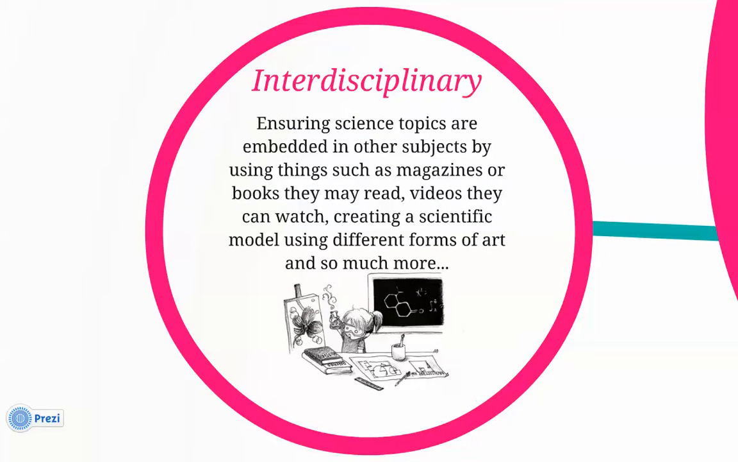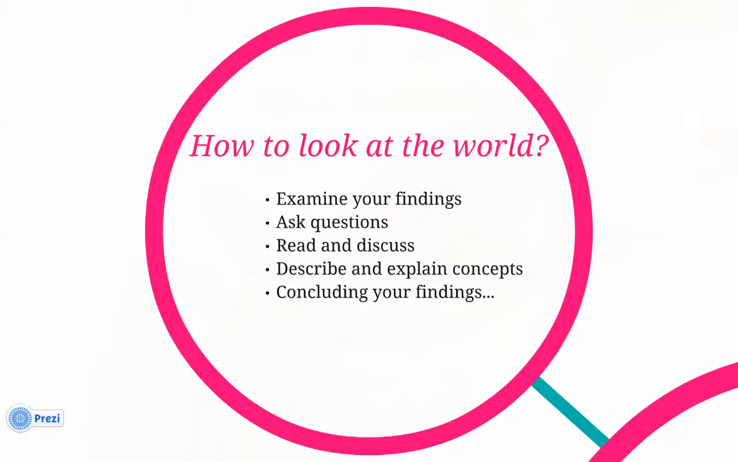Different ways would be making science interdisciplinary by ensuring science topics are embedded in other subjects, using things such as magazines and books and videos they can watch, and creating scientific models using different forms of art, and so much more. It would change the way they look at the world.